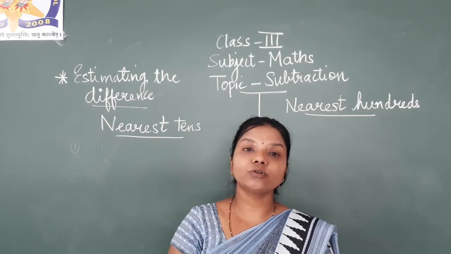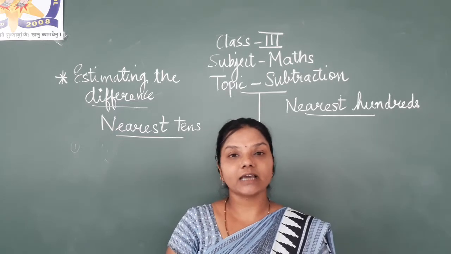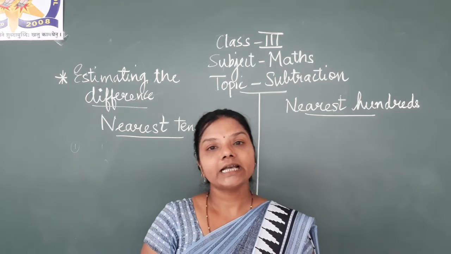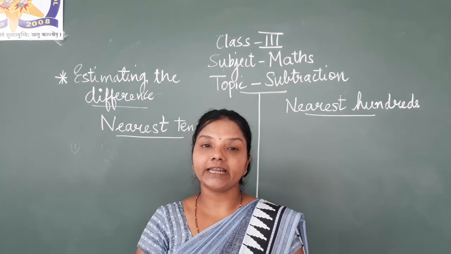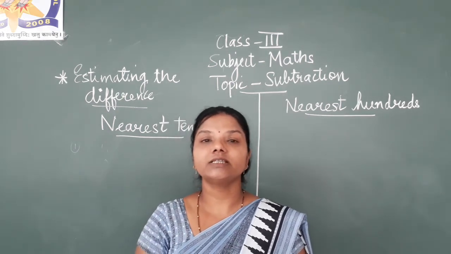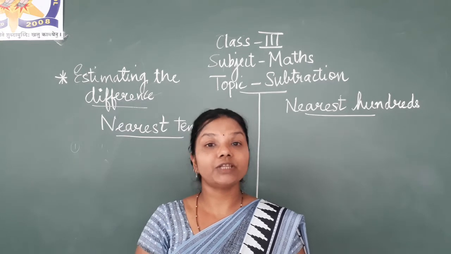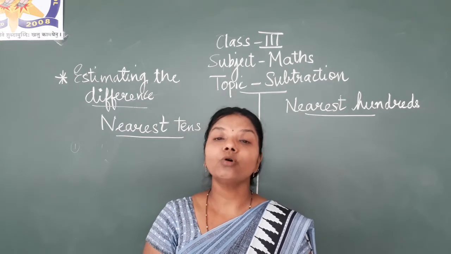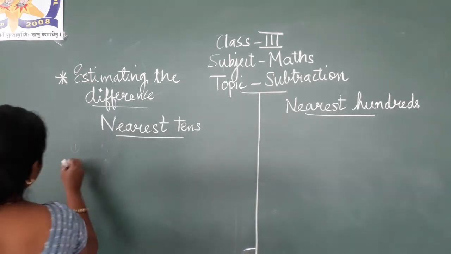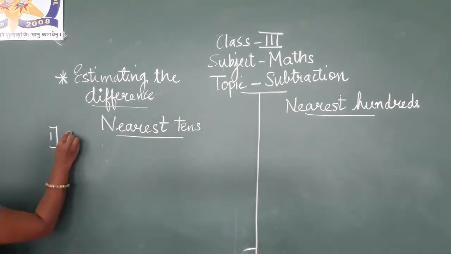Actual difference will give you the direct answer. That means we are not going to round off the numbers, we are going to directly subtract them and that will be our actual difference. But estimated difference will be the answer of the rounded off numbers to nearest 10. So let us start. See the first example.